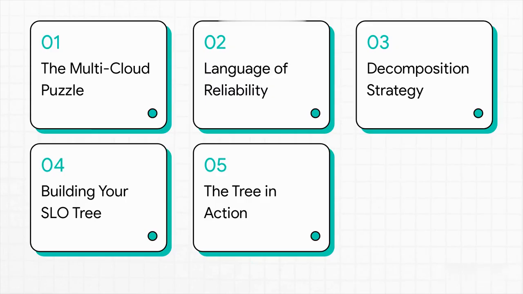Okay, don't worry, there is a method to the madness. We're going to walk through it. First, we'll tackle the puzzle itself. Then we'll learn the language of reliability. After that, we'll unpack the core strategy, which is all about decomposition. Then we'll actually build an SLO tree step by step. And finally, we'll see how to put that tree into action.